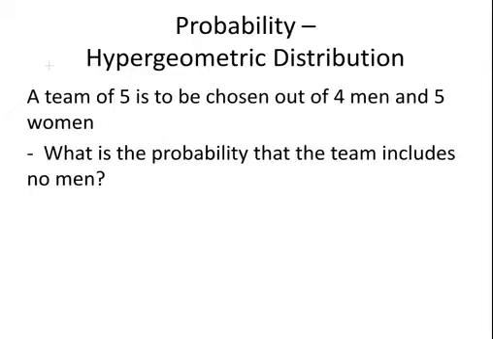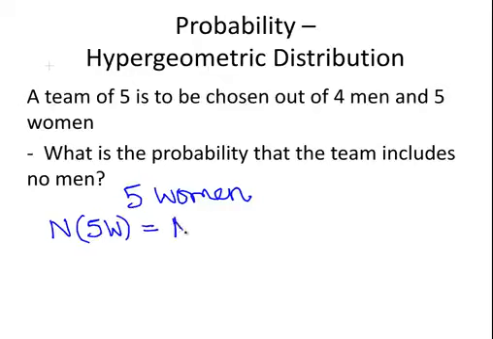A team of 5 is to be chosen out of 4 men and 5 women. What's the probability that the team includes no men? Well, we have no men. That means we have 5 women. So what we're interested in is the number of ways we could have 5 women. Let's use that notation we adopted earlier. Equivalently, that's the number of ways you can have 0 men. So we're choosing 5 women from 5.